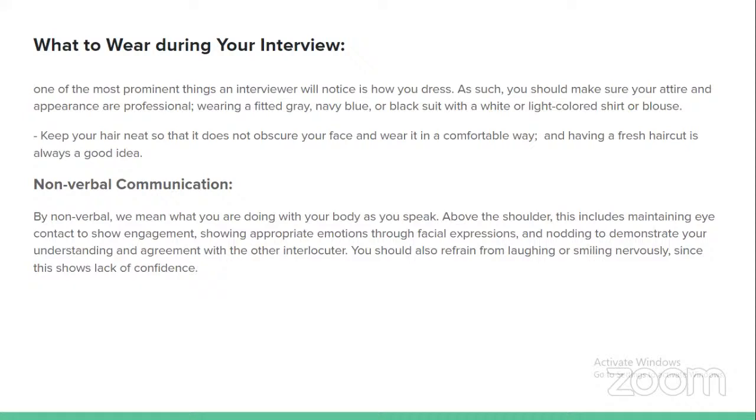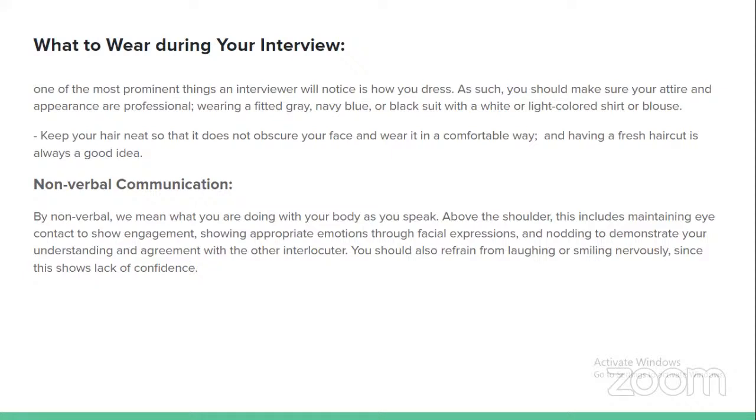Moreover, while preparing for the interview, as Dr. Ghaida previously mentioned, you have to wear something professional. One of the most prominent things the interviewer will notice is how you dress. As such, you should make sure that your attire is professional. You could wear a gray, navy blue, or black suit with a light colored shirt or blouse. You have to keep your hair neat in a comfortable way. Having a fresh haircut is a good idea.